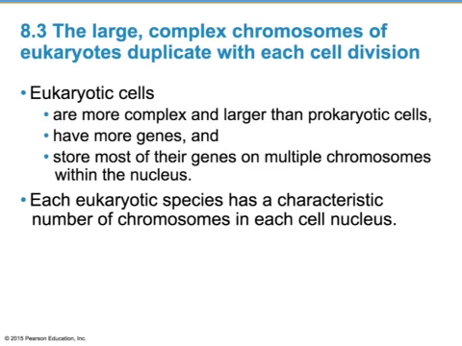In eukaryotic cells, things are going to be much more complex because we are bigger. We have more genes, and we're going to store most of those genes on multiple chromosomes within the nucleus. Different species are going to have different numbers of chromosomes. For humans, our total number of chromosomes is 46. That's important to remember. And in case we haven't mentioned it yet, genes are sections of your DNA that code for a certain trait. So that little part of the DNA is going to code for whatever trait we have.